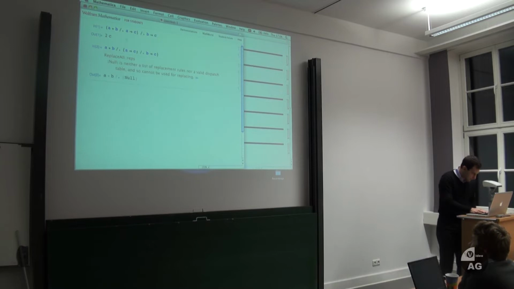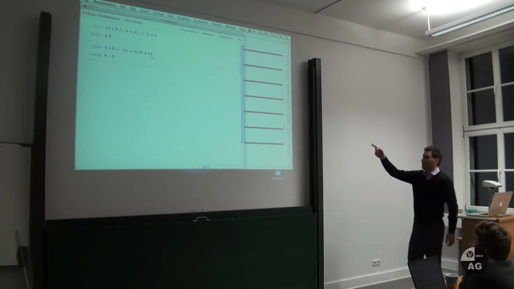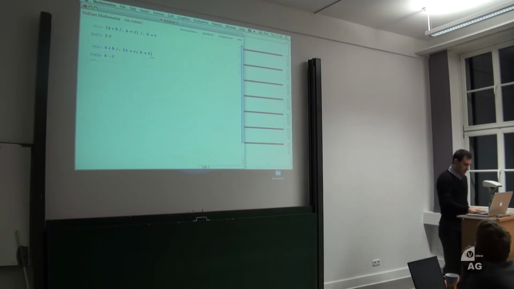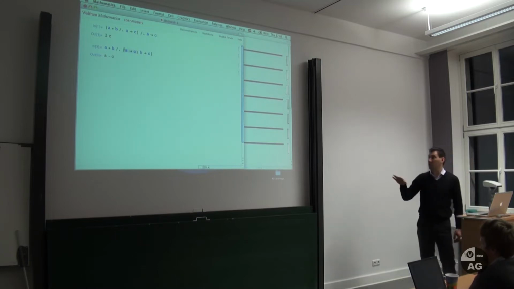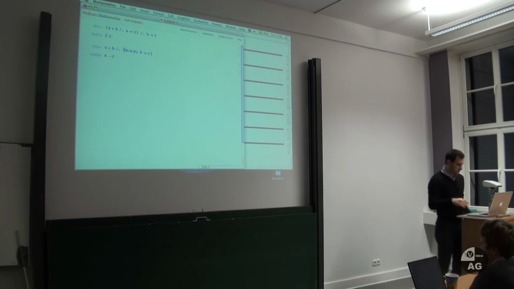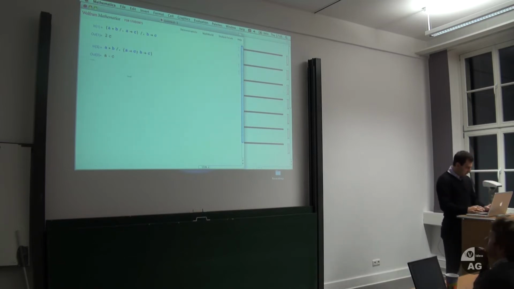Well, of course, not this. I said that these are equivalent. Instead, if you do this, the first replacement rule is completely ignored. So don't just forget about it, okay? I removed that from the notebook.